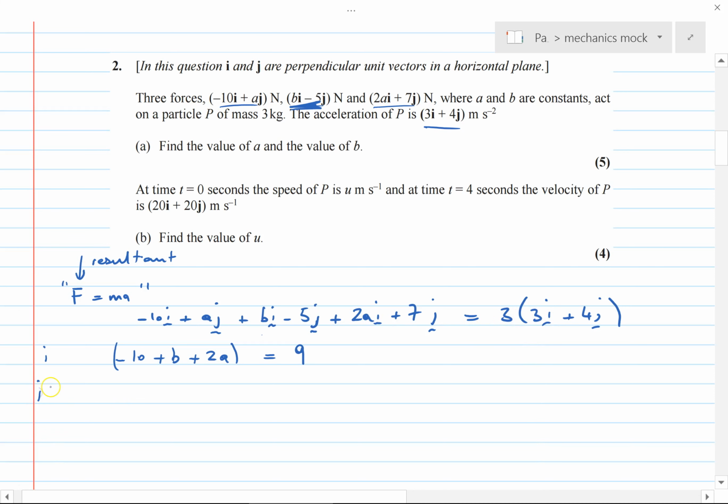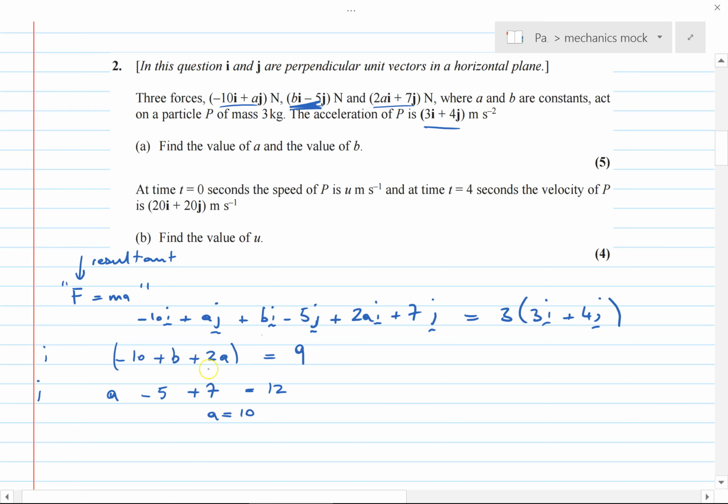Then looking at the j component, I'm going to have a minus 5 plus 7 equals 3 times 4, which is 12. So that gives me a equals 10.